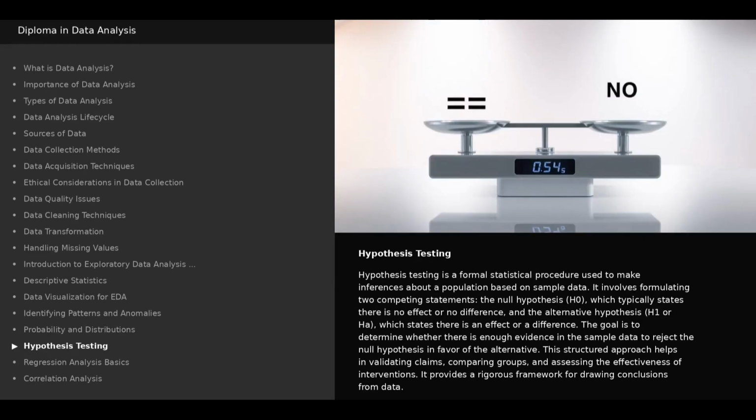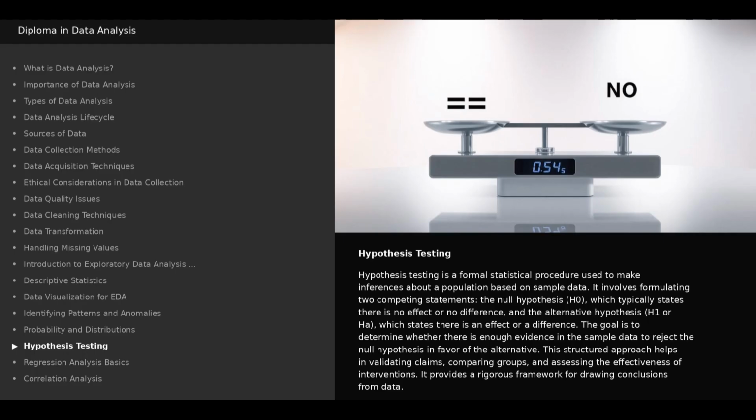Hypothesis testing. Hypothesis testing is a formal statistical procedure used to make inferences about a population based on sample data. It involves formulating two competing statements: the null hypothesis, H0, which typically states there is no effect or no difference, and the alternative hypothesis, H1 or Ha, which states there is an effect or a difference.